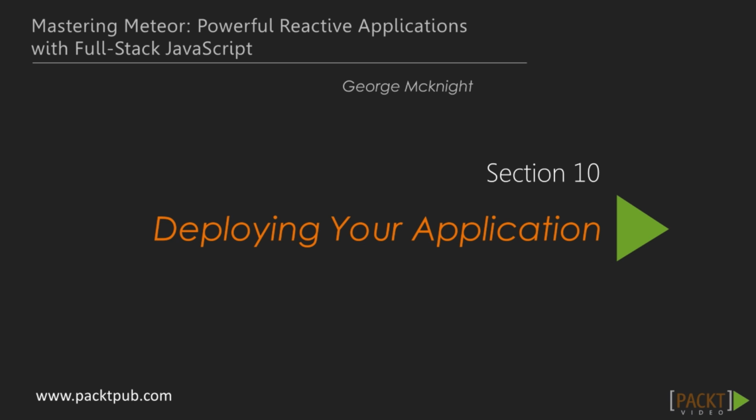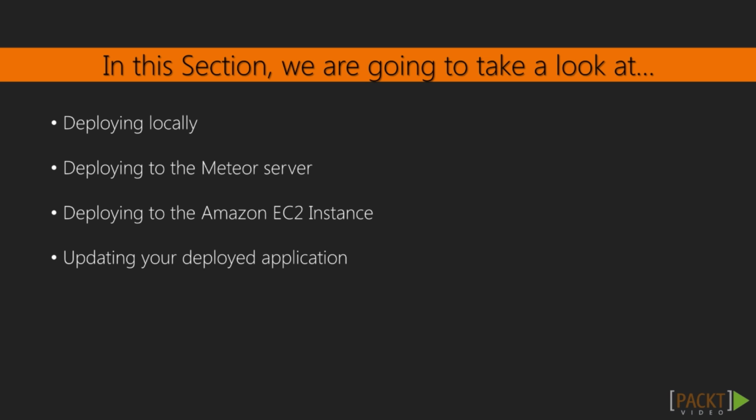Hello and welcome back. This is section 10, deploying your application. In the last section, we covered testing and types of tests. In this section, we'll cover deploying locally, deploying to the Meteor server, deploying to Amazon, and updating your deployed application.